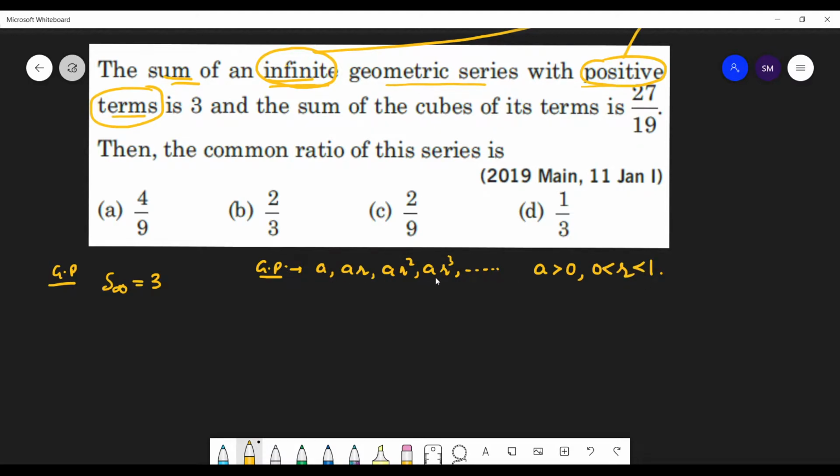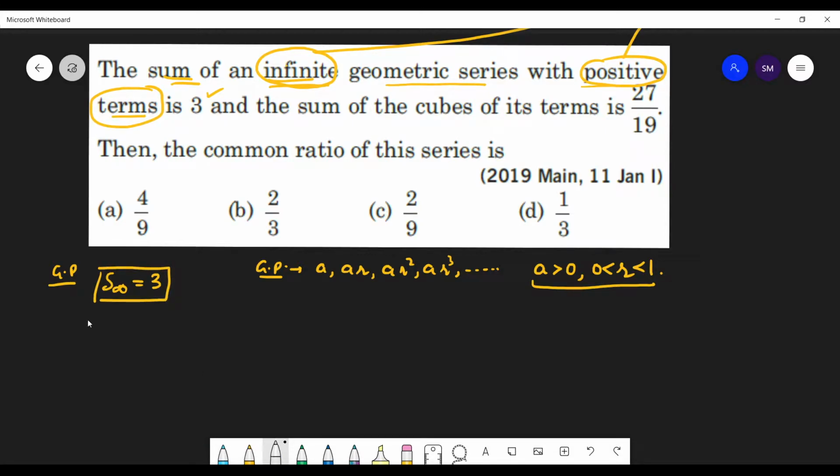So I need all these terms as positive. So that's the meaning of this. So positive terms plus sum can only be found if it is convergent. R is lesser than 1. And here it is greater than 0 because all the terms are positive. Agreed, students, up to this point? Okay, good. Now, this is the first condition we have written here, that S infinity is equals to 3.